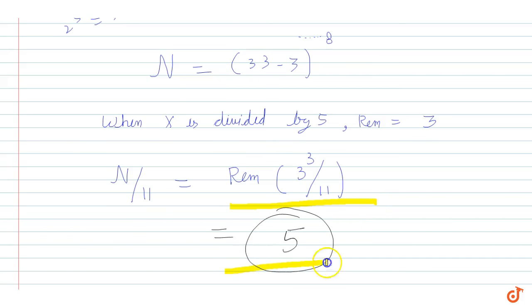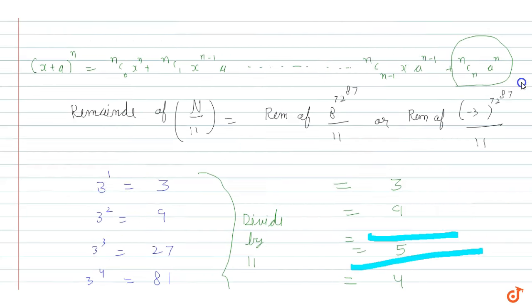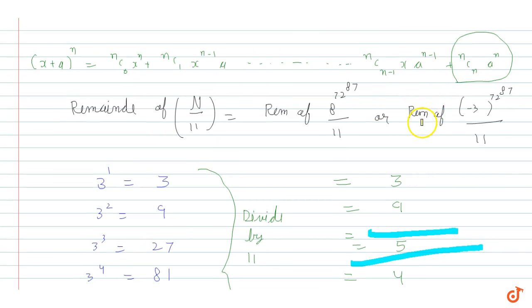In this question, we have taken the second expression, which is the remainder of minus 3 raised to power 72 raised to power 87 by 11. Also, we can solve it for 8 raised to power 72 raised to power 87 by 11, but it will be a little tough.